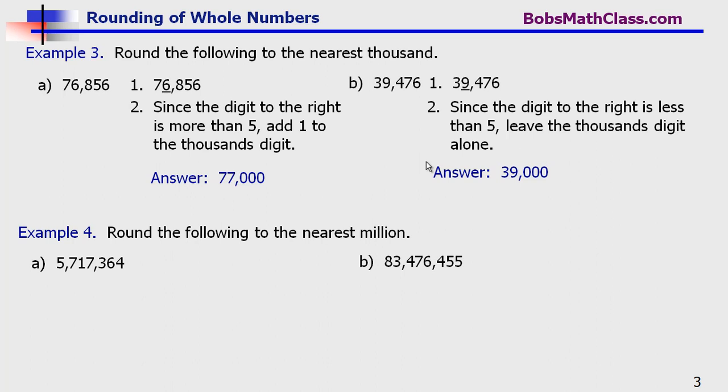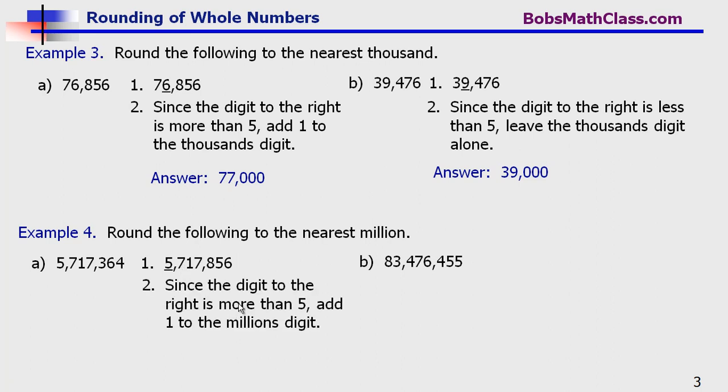So find the millions place, underline it, and then look at the digit to the right. So there's our millions place. Look at the number to the right. Is it 5 or more? Yes, it is. Since the digit to the right is more than 5, add 1 to the millions digit. So we're going to add 1 to this 5, and then everything after it becomes a 0. 6 million.